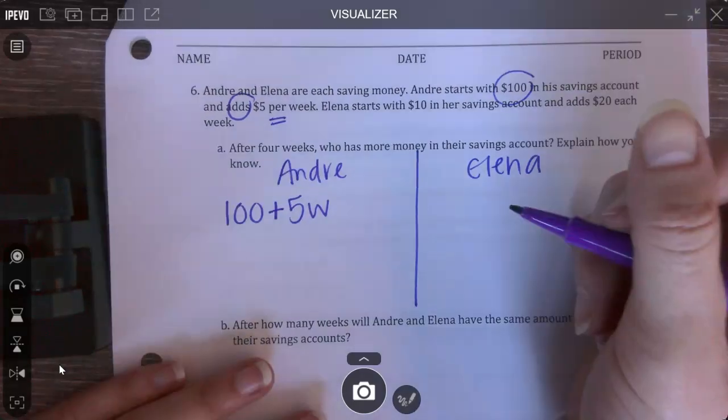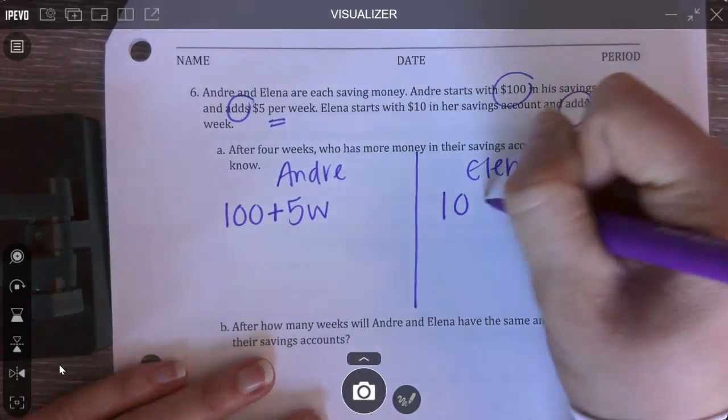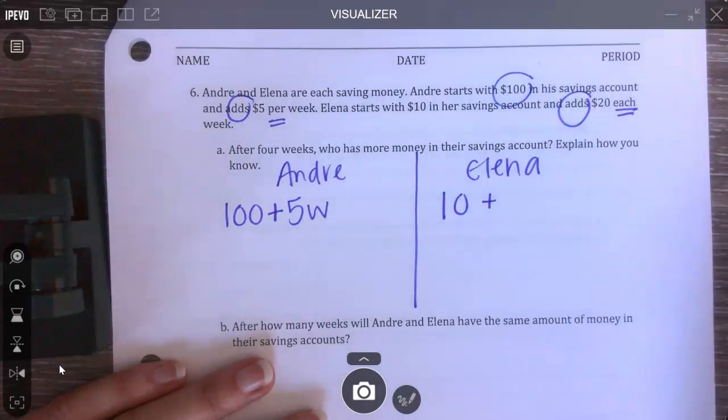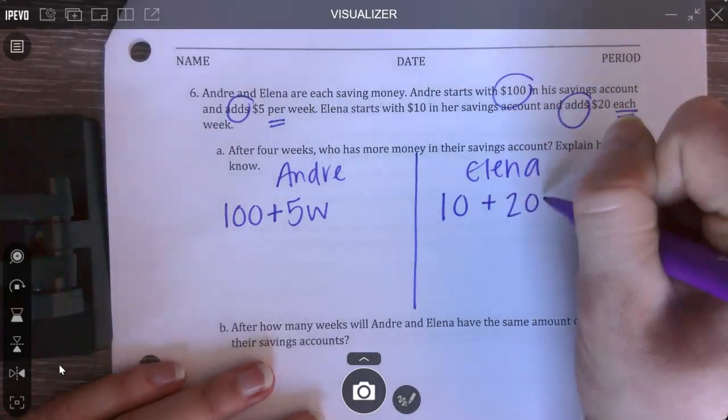Elena, she starts with $10. She adds 20 each week. What does each mean? It's going to happen over and over, so that means multiplication. 20W.